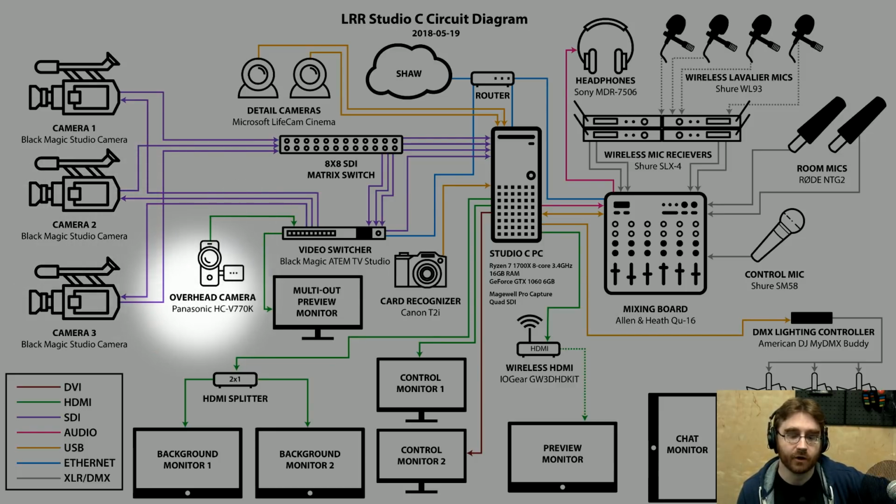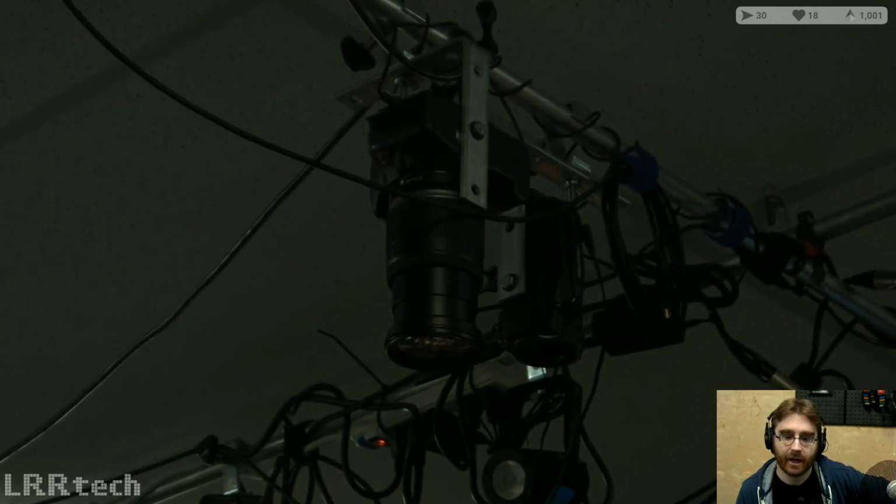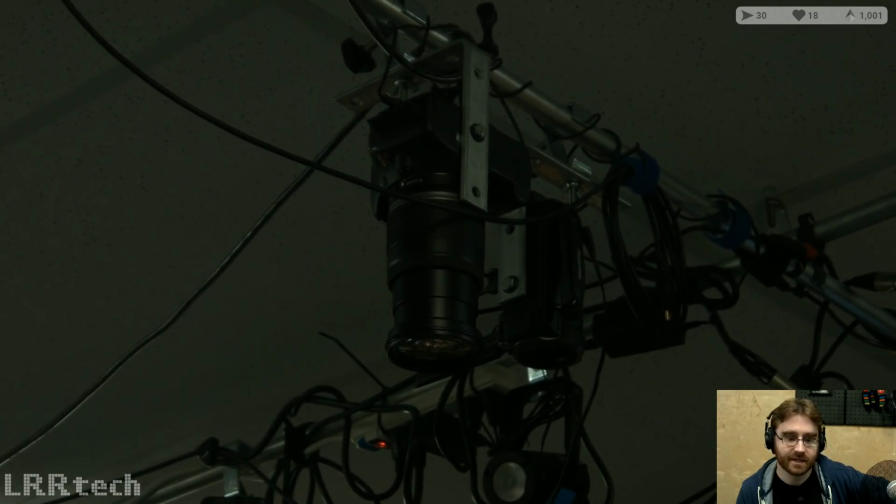So we also have the overhead camera, which if you saw my setup for Studio A is the same camera. And again, that's that camera there, the one right in the middle. And frankly, it's not that good a camera. It's a fine camera, and for what it does, it just points straight down and does the thing. That's probably the next thing that we would upgrade.